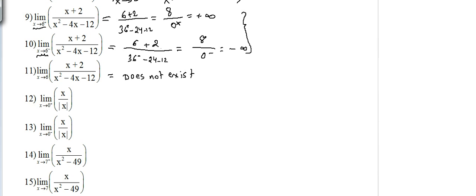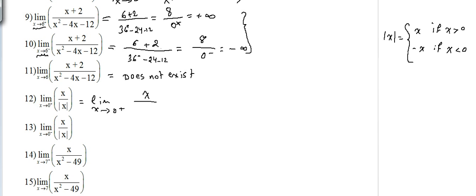Now, number 12 and 13 are very important. It's the limit as x tends to 0 plus of x over absolute value of x. What is absolute value of x equal to? Absolute value of x equals two things to be considered, right? Either x, if x is greater than 0, and minus x if x is less than 0. Or we can say if x is greater or equal to 0 for one of them. We can put or equal with greater or with less than, because if x equals 0, absolute value of 0 is 0.